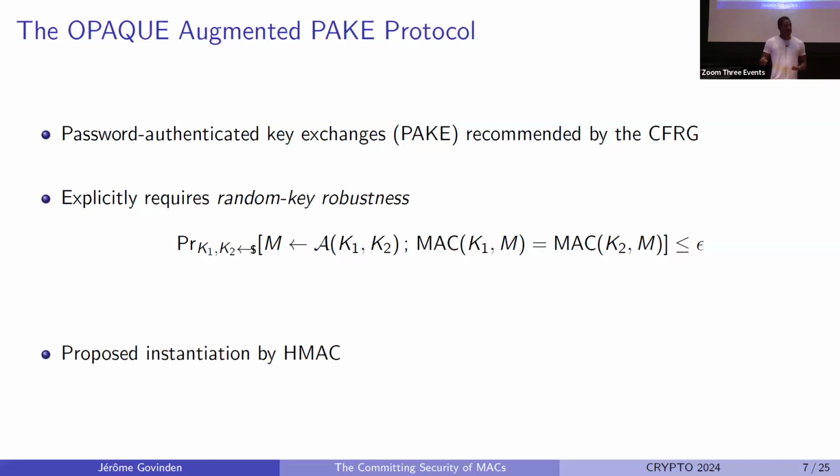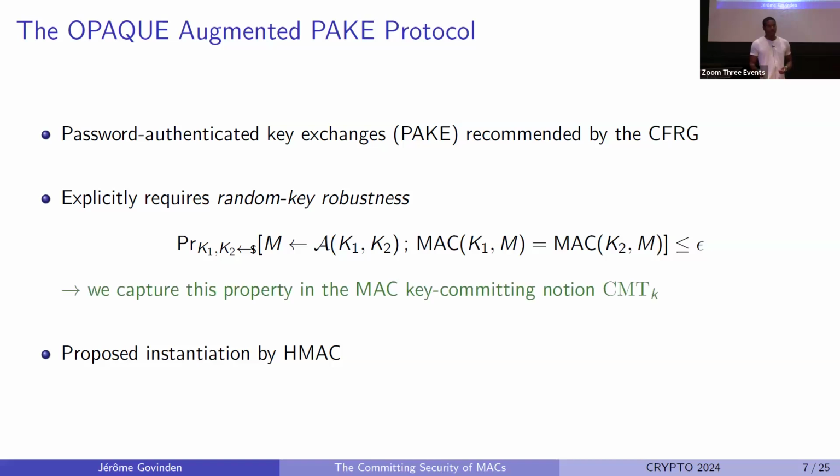As a possible instantiation for this MAC, they proposed HMAC. In our paper, we capture this property into a slightly stronger notion we call key committing security. And as our analysis will show, we're able to provide more efficient instantiations of MACs that provide this property.